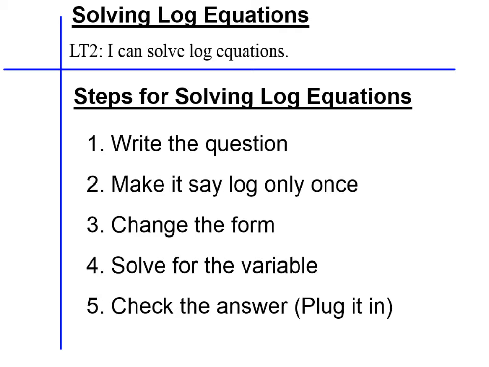We're going to first write down our equation. We're going to take a look at it and see, does it say log only once or twice? We're going to then condense it down, to make it say log only once, if it says log more than once. Then once it says log only one time in the problem, we're going to change its form either from log form into exponential form or from exponential form into log form. That's going to help put the variable in the right spot so that we can solve for it. We can always plug in our answer at the very end into the original problem just to ensure that we got the right answer.